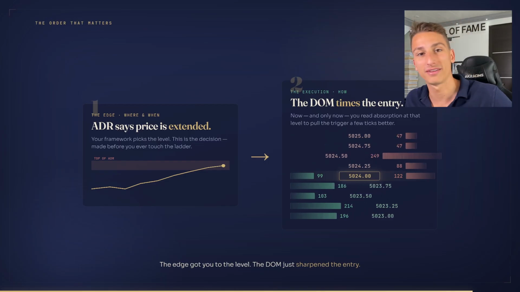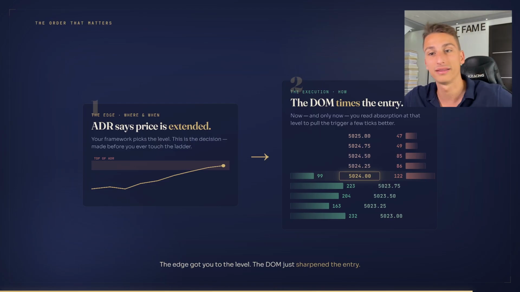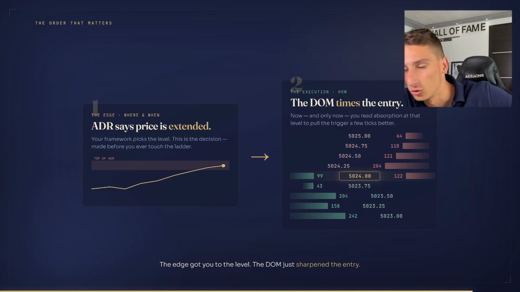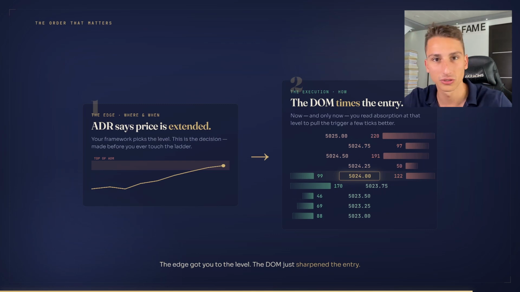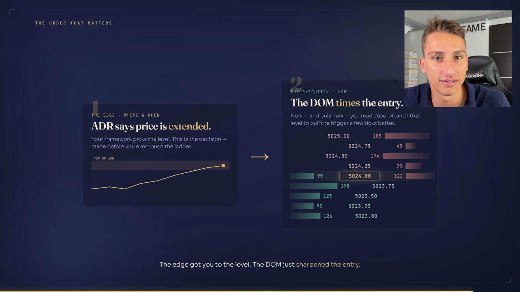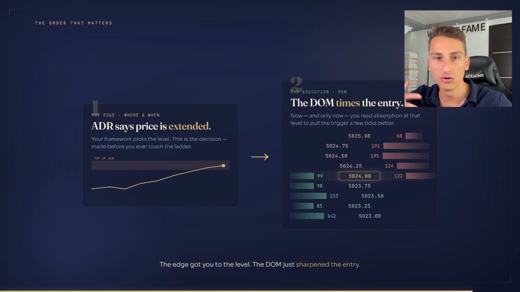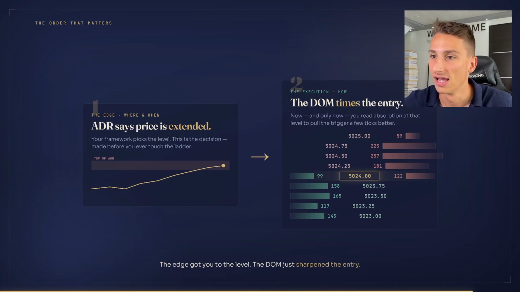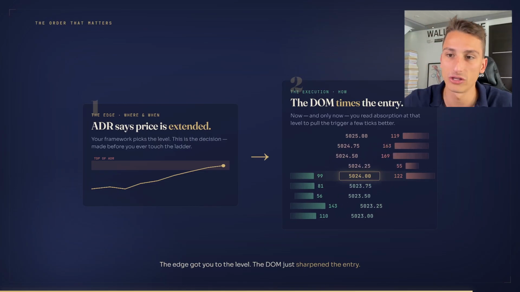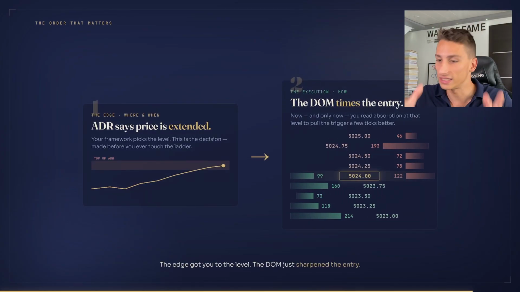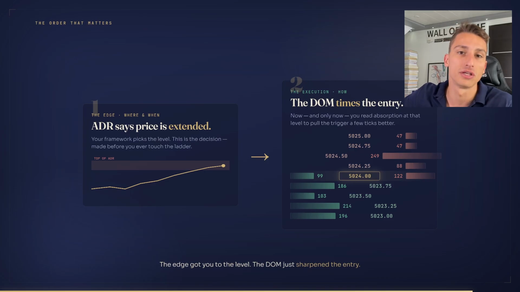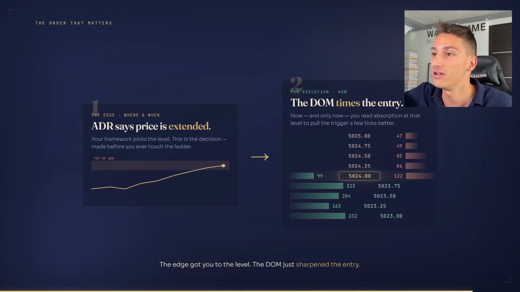And when a trade makes sense and when I want to enter the market, I turn to the order flow, so to my DOM, to time the exact entry. I watch for absorption at this level, I look at the volatility, I look at the spread, I look at the tape, I look at everything at the same time. I use the ladder to get a few ticks better, and a few ticks on each trade at the end of the year makes a lot. Even a full salary. So the edge got me to the level and the DOM just sharpened my entry.